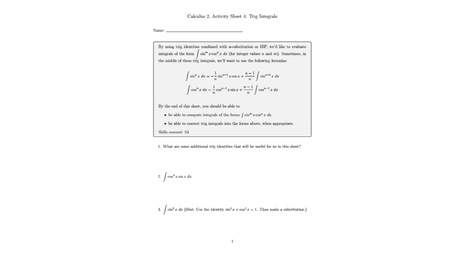And so in order to begin to approach these, we really want to remember some of our trig identities. And then as we're approaching them, we'll also want to keep in mind things like u sub or what have you. So what are some additional trig identities that will be useful for us in this sheet? Well, let's talk about these. I mentioned out loud the half angle and double angle formulas, and those are absolutely true. But full disclosure, I actually never really remember those. Or to be completely honest, I tend to struggle to memorize those.